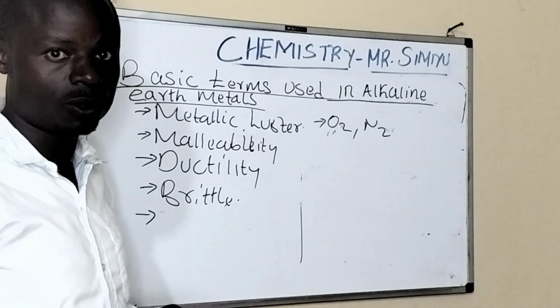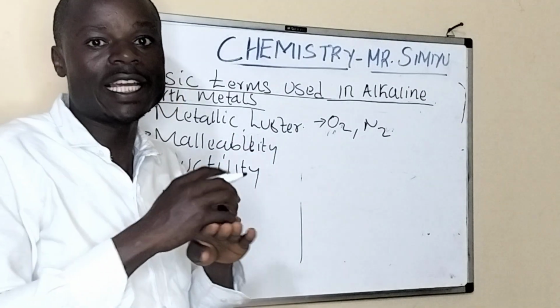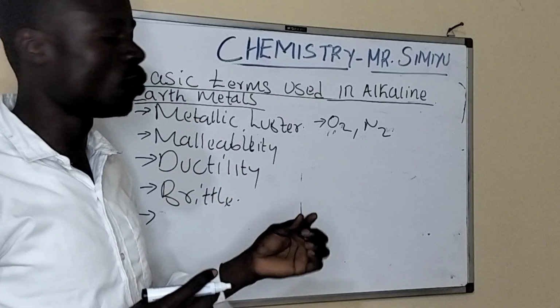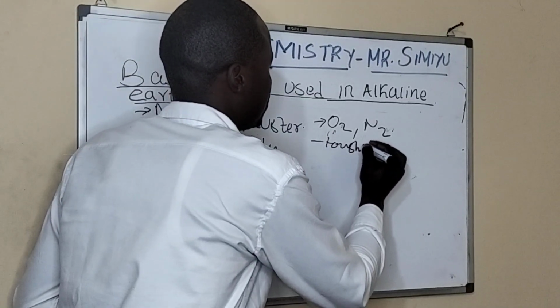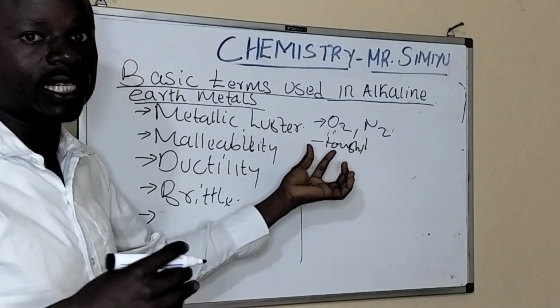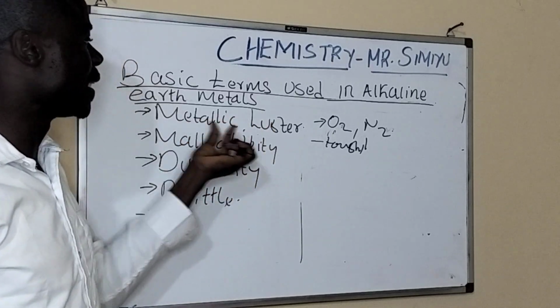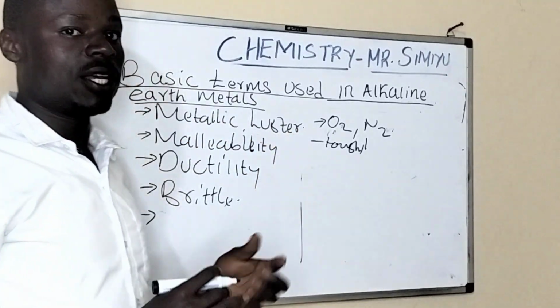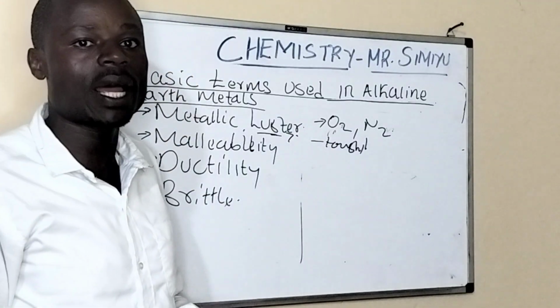We have said that these metals are shiny. We will find that they lose that shiny property, so they become tough and blunt. So they rust. We have said that they have a coat, that oxide coat. We call it metallic luster. So metallic luster is formed when a metal or alkaline earth metals get oxidized.